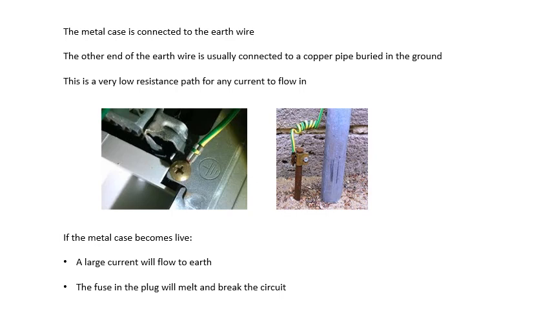Okay, so if the metal case becomes live, then a very large current will flow to Earth, and because a large current flows, the fuse will melt, and that will break the circuit, and then that's it, no more large current. Not on the syllabus anymore, but I do like to mention that it doesn't actually protect people. The fuse is probably like a 15 amp fuse, and it only takes a few milliamps to kill somebody. Okay, the fuse is there to protect the device. It doesn't protect people. You've got something called an RCD, a trip switch, that does that.